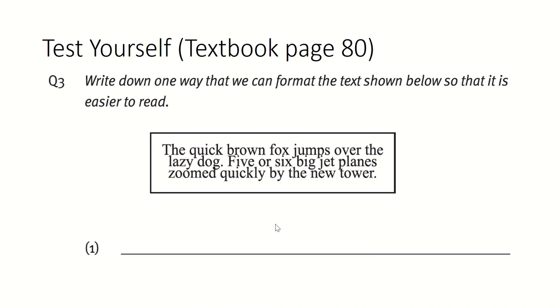Okay? Write down one way that we can format the text shown below so that it is easier to read. This one, the lines are too near to each other. Some are even overlapping. So you need to increase the line spacing. Okay?